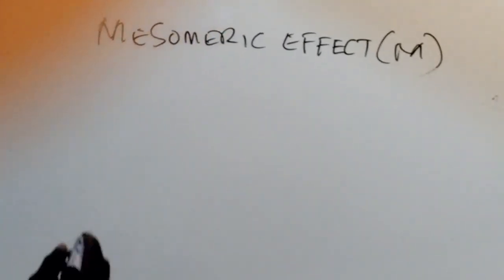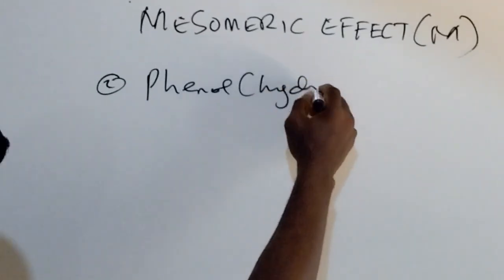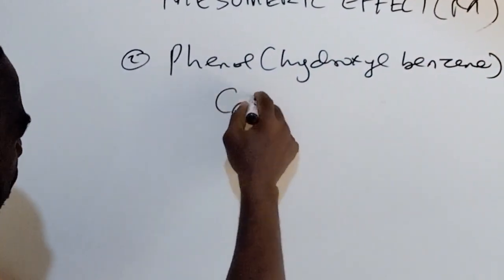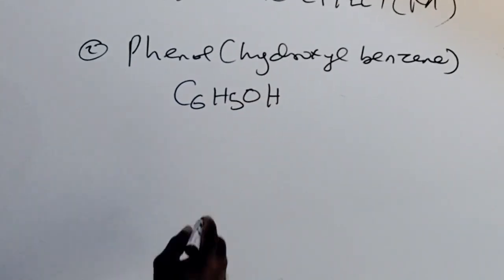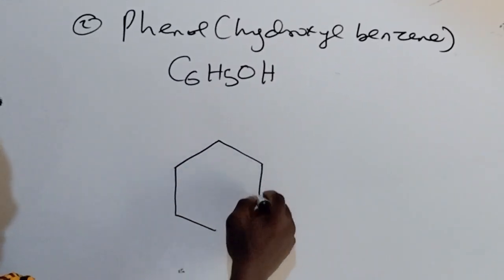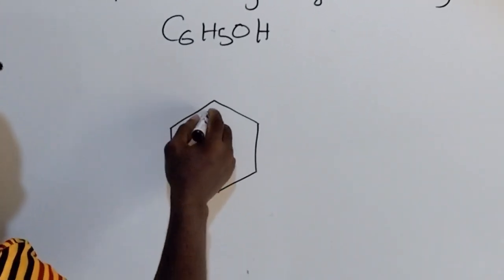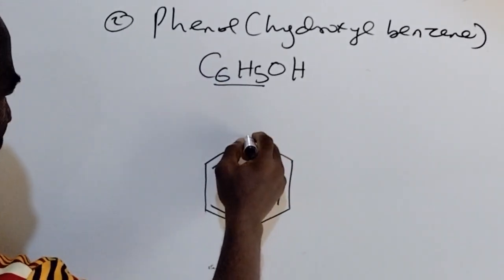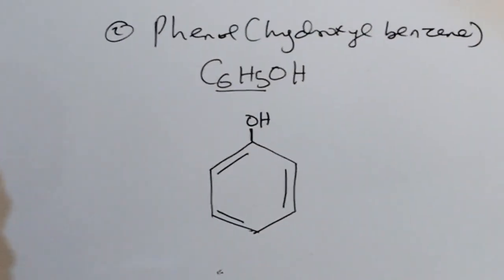So the second example we want to use is phenol, known as hydroxybenzene. The formula is C6H5OH. We want to demonstrate mesomerism or resonance in phenol. So we have the phenol structure drawn. This is the phenyl group, the C6H5 group, which is obtained when one hydrogen is removed from benzene. We draw the benzene structure, remove one hydrogen here, and bring in OH. That is the phenyl group.